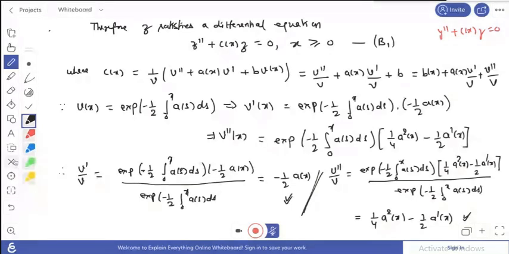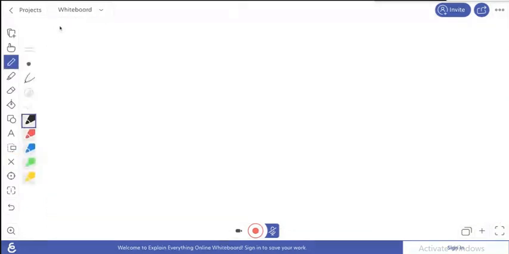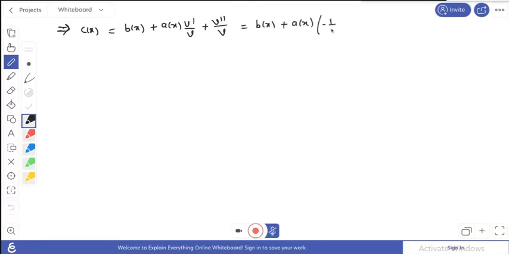Okay, so in the next page, what is the value of cx? This implies cx is bx plus ax v prime by v plus v double prime by v. What is the value of v prime by v? Here you know that this is 1 by 2 of ax, and the value of v double prime equals 1 by 4 a square x minus 1 by 2 a prime x.